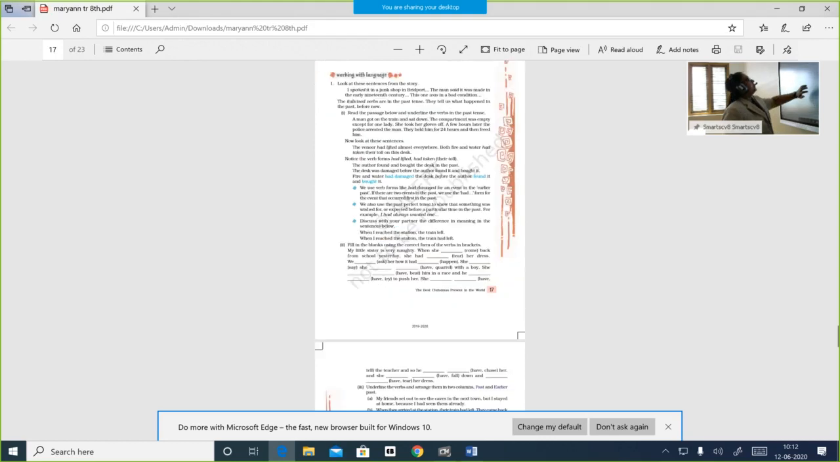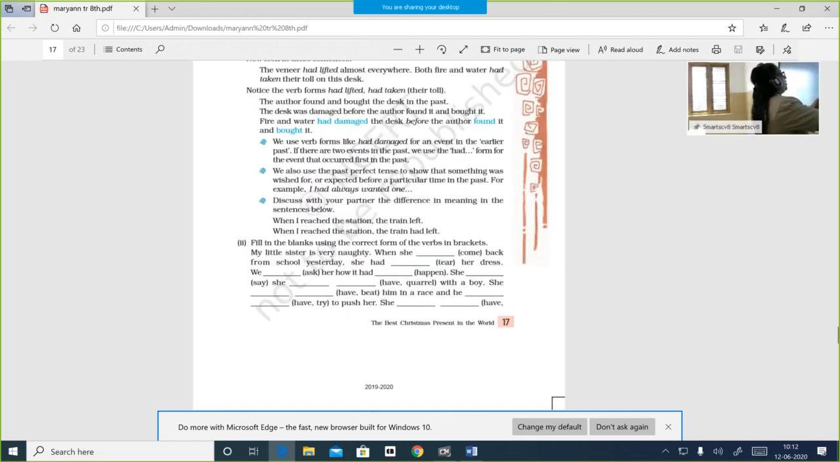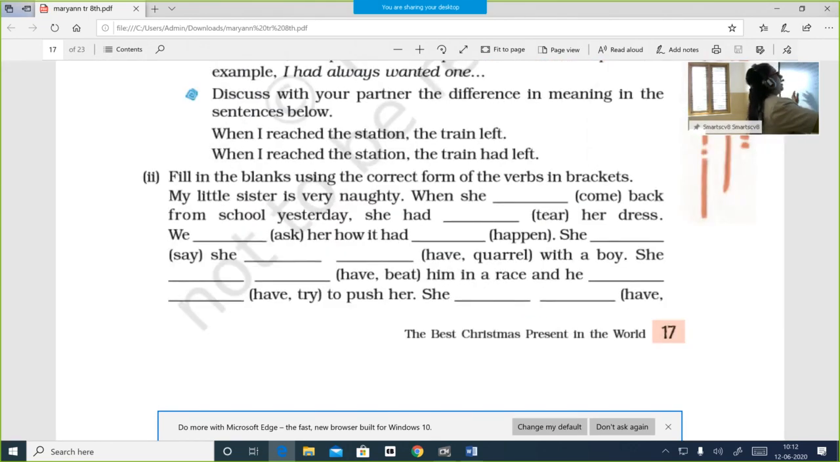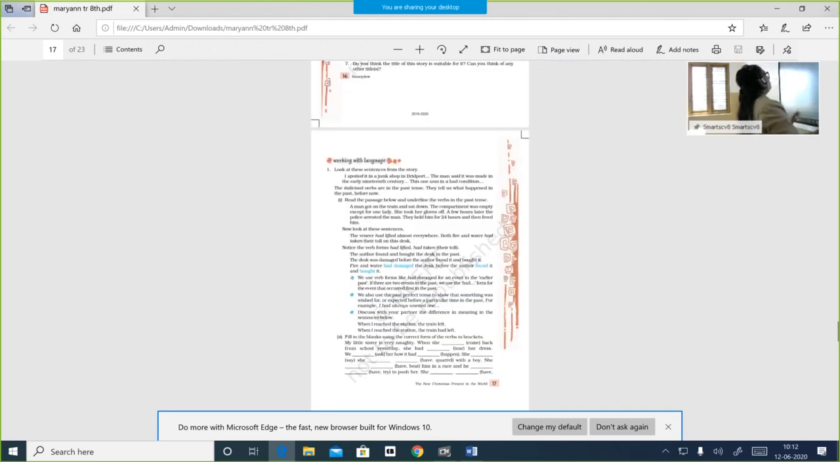Working with language. See, it is very interesting. These are all activities, so interesting. Working with language. Look at your textbook. The page number is 17. Can you see the page number on the screen? Teacher is sharing. Take page number 17. Page number 17, in your textbook.